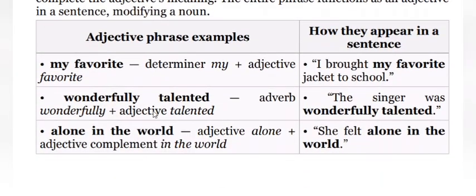Adjective phrase examples: my favorite, determiner my plus adjective favorite. These both words make an adjective phrase. How they appear in a sentence: I brought my favorite jacket to school. Wonderfully talented. Adverb wonderfully plus adjective talented.